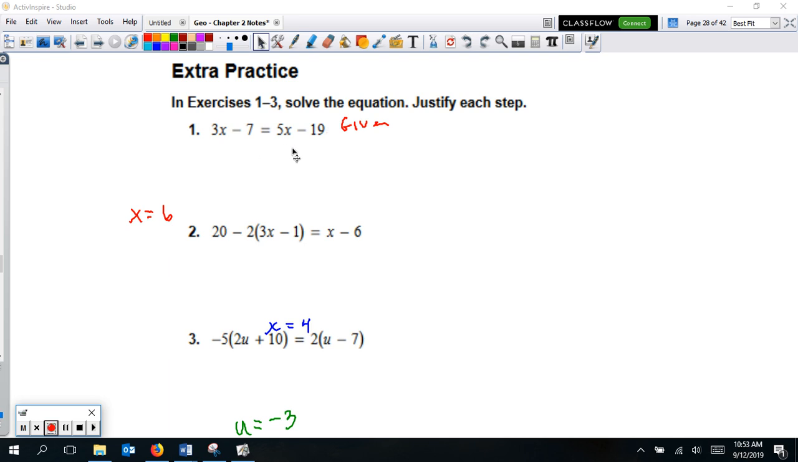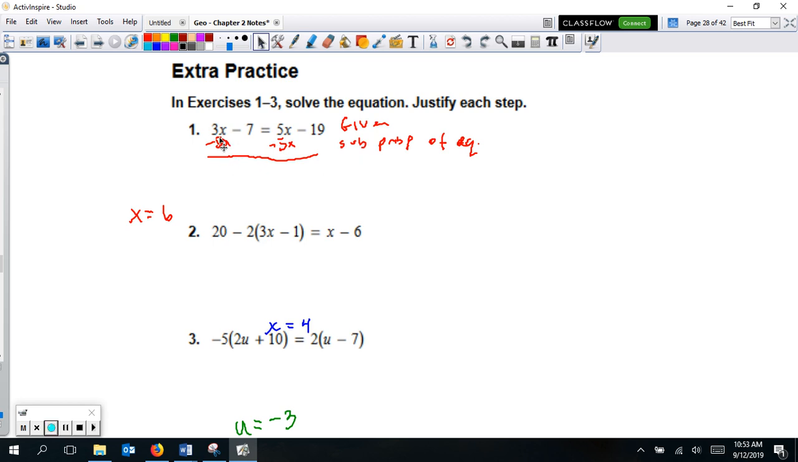And you could have done it a different way than I'm doing it here, but still got it right. I chose to move 5x over to this side, get the x's on the left side. So I'm going to subtract 5x from both sides to do that. And so my reason is just the subtraction property of equality for that one. And I put sub. I probably shouldn't have put sub just because that may sound like substitution as well. So I probably should actually put subtract. So when you see sub, I mean subtract here.